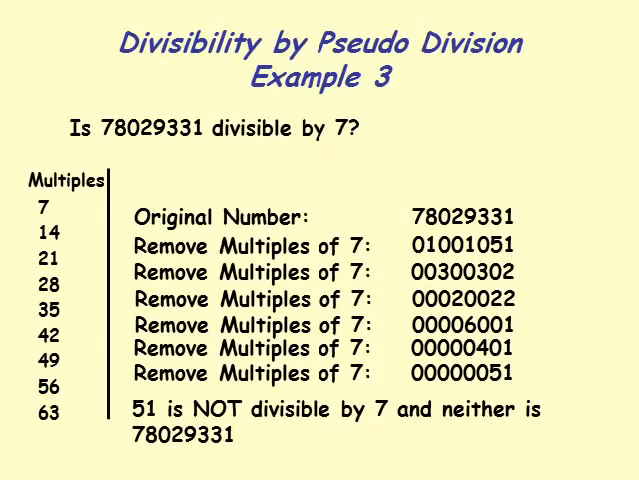So now we are left with 51 here. 51 is not in this list here. 49 is, 56 is, 51 is not. 51 is not divisible by 7, and neither is the original number, which is 780293331.